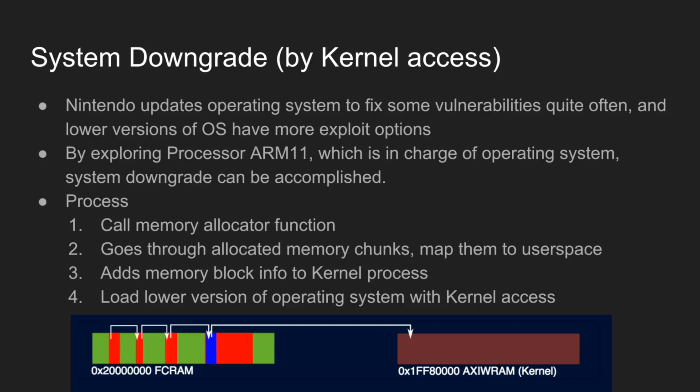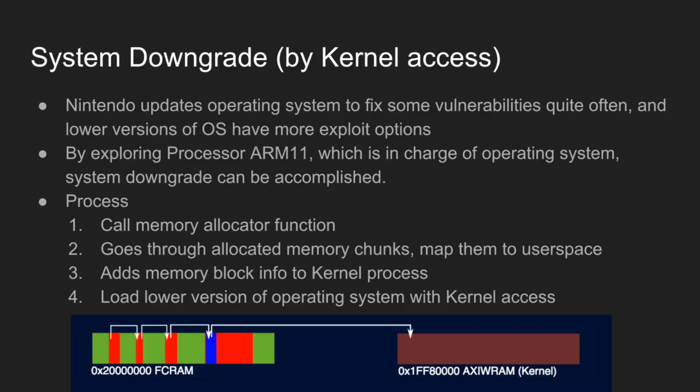Another vulnerability of 3DS is that the system can be downgraded. Downgrading means replacing the higher version of the operating system with a lower version. Actually, Nintendo updates the operating system quite often to fix vulnerabilities that exist in the previous version. This makes exploitation harder. As a result, many users try to downgrade the operating system to have more exploitation options.